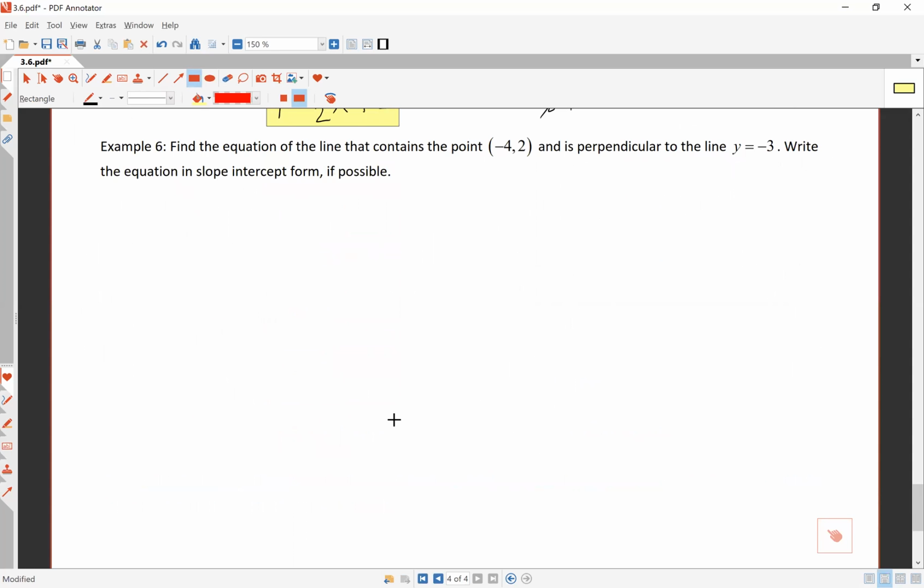Example 6. Find the equation of the line that contains the point negative 4, 2 and is perpendicular to the line y equal to negative 3. Any of these problems that have horizontal or vertical lines in them, I always start by graphing them to see what's going on.